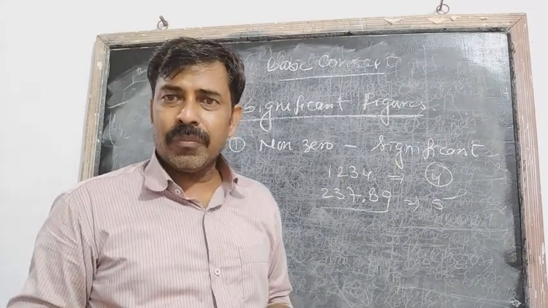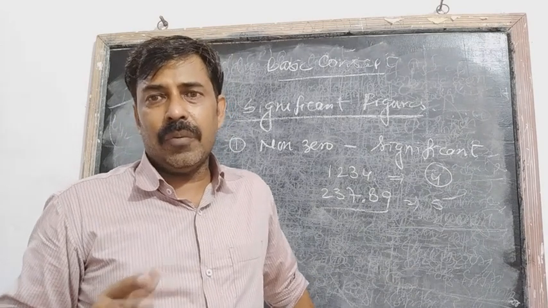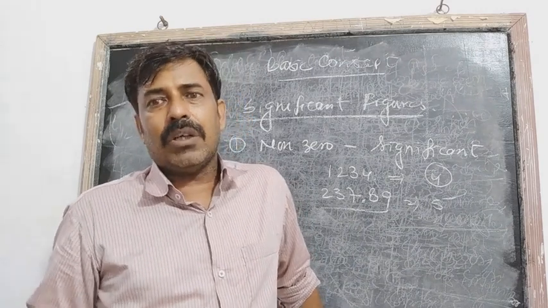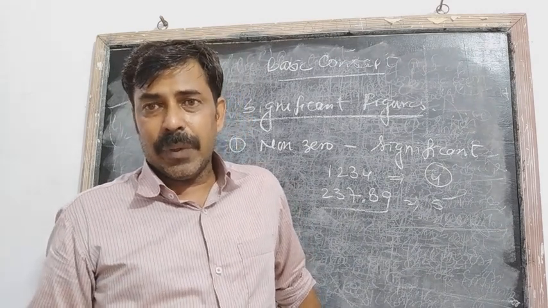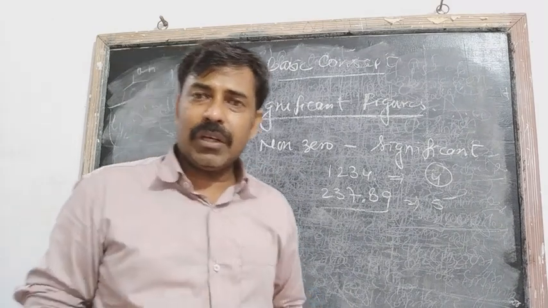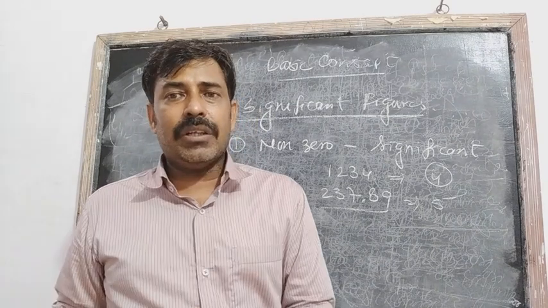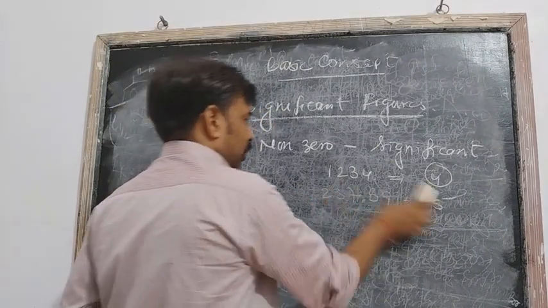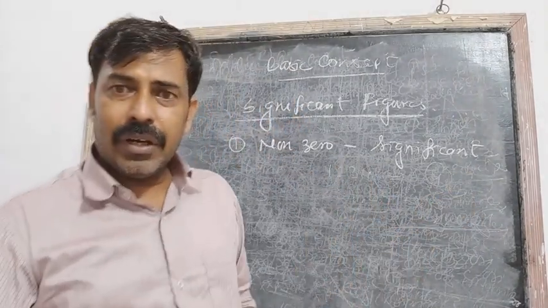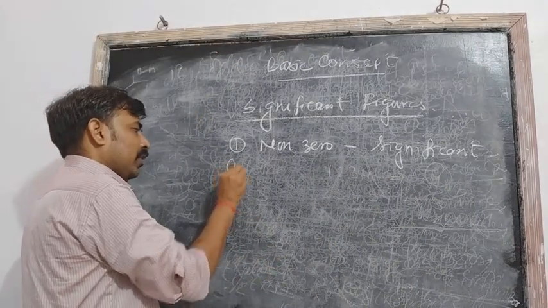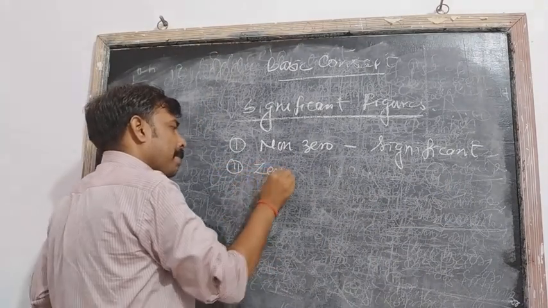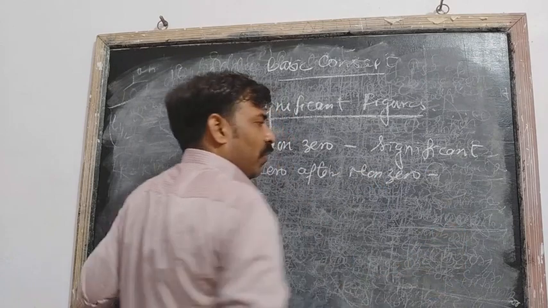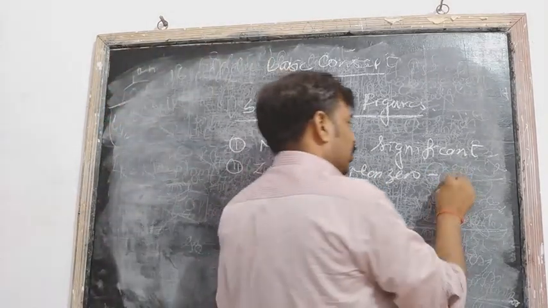But when you see 0, then 0 is neither always significant nor always non-significant. In some conditions they are significant figures and in other conditions they are non-significant figures. So we are seeing in which condition it will be a significant figure and in which condition it will be non-significant. The first condition is when the 0 is lying after a non-zero number. The first one: 0 after non-zero. When a 0 is after non-zero, it will be a significant figure.